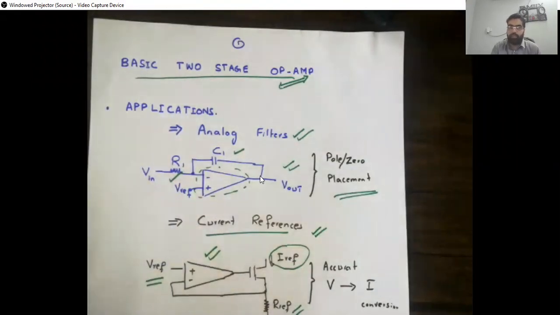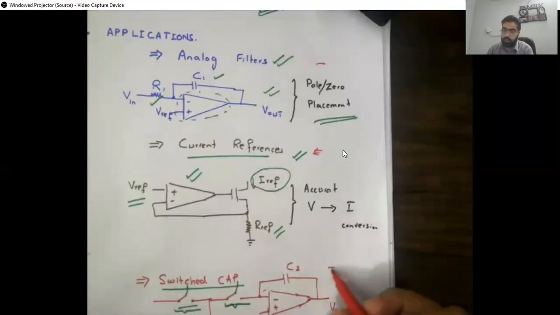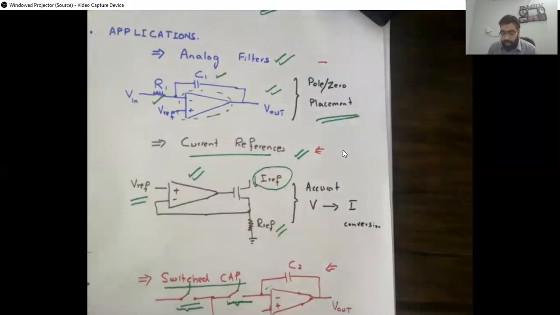In the last lecture, we finished the phase margin and the stability part of chapter 12.8. Then we also started the basic two-stage amplifier. We started with a generic workhorse, a medium performance amplifier used in a lot of applications: analog filtering, current referencing, and switch cap, apart from the amplification purposes we all know.